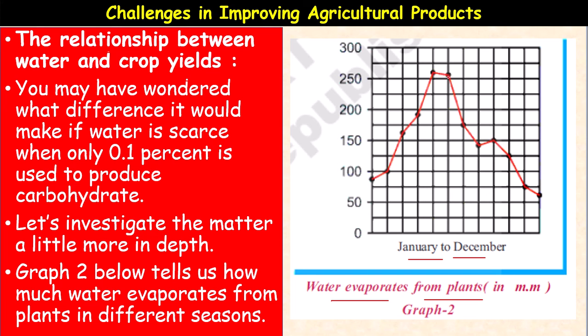In June, just 230, again coming down. July 170, August 145, September again increased. So, the amount of water that evaporates depends upon the climatic conditions, the changes in the climate, temperature, humidity. All those factors will influence the loss of water by the plant.